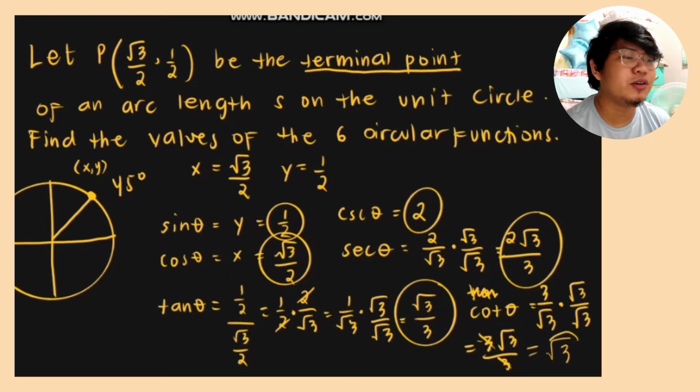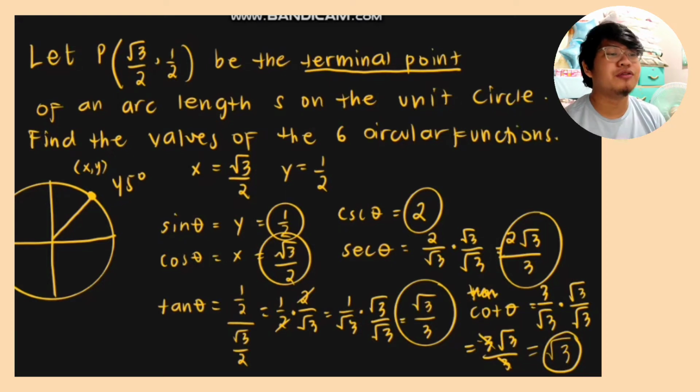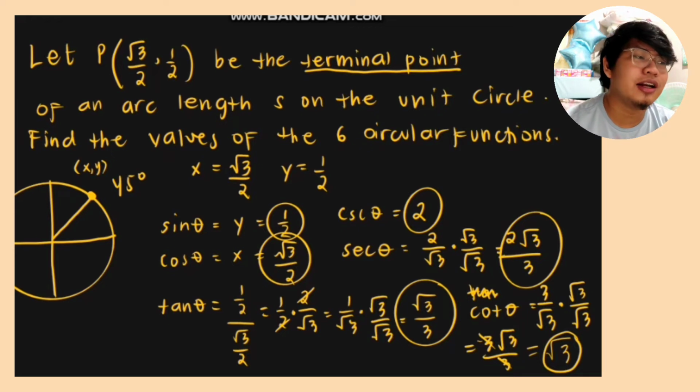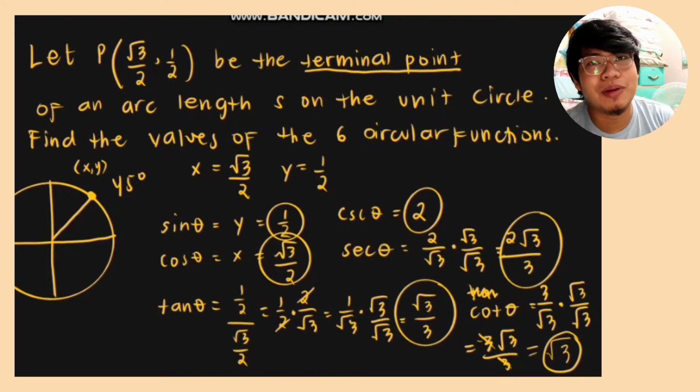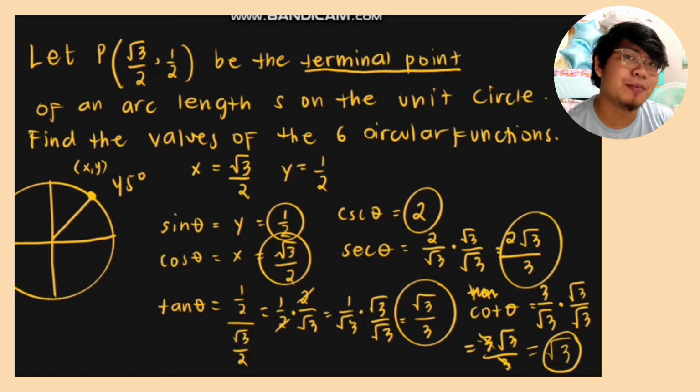So, nakuha na natin yung reciprocal functions. We have 2 square root of 3 over 3 and square root of 3. So, there you have it. That is how you find the 6 circular functions if the given is terminal point. So, isa na yon. Isang type ng problem, ibibigay sa inyo yung terminal point. Meron pang ibang type ng problem, katulad nito.